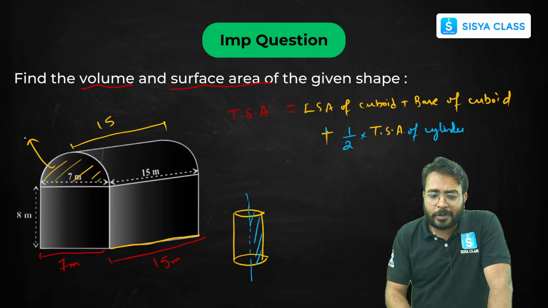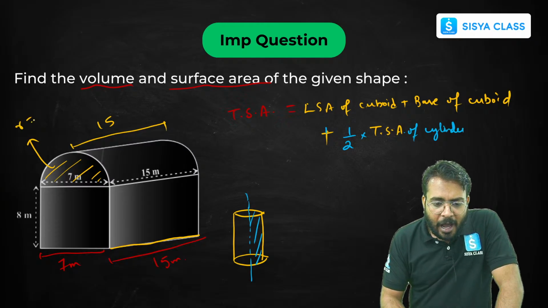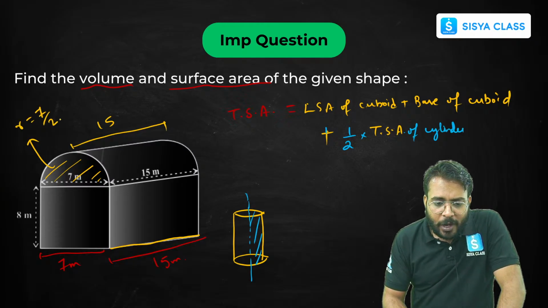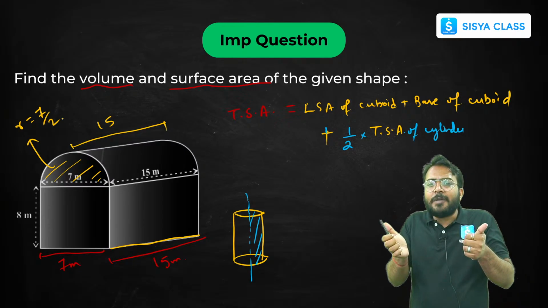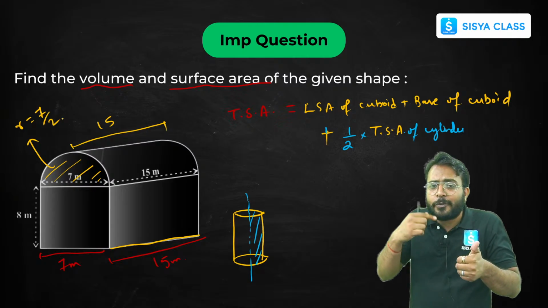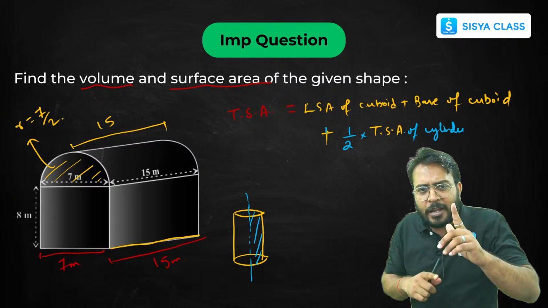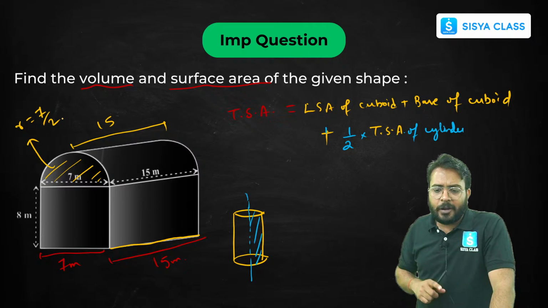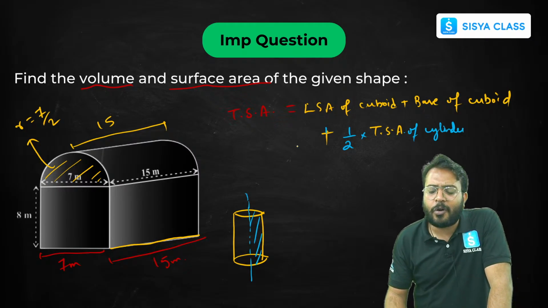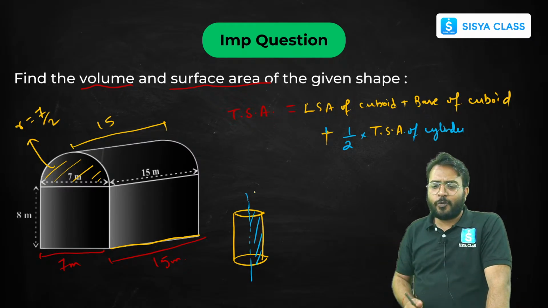The radius of the base of your cylinder is going to be half of 7. Yes or no? Why? Because 7 is taken as the diameter. So that's why the radius of your cylinder is going to be half of 7. Understood my point? Okay. Now you just have to substitute all the formulas, substitute your values in the lateral surface area.